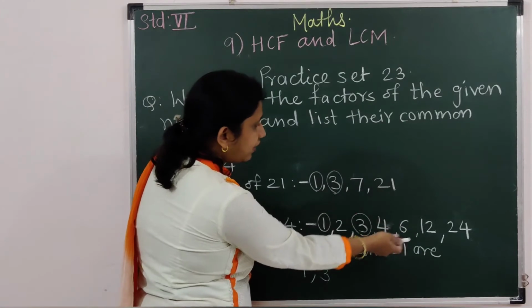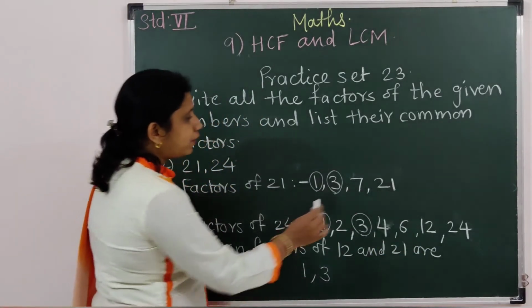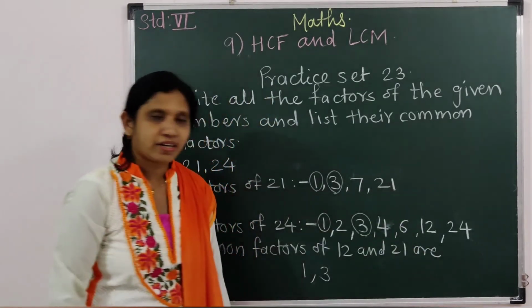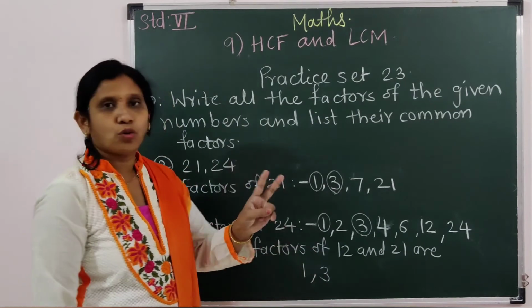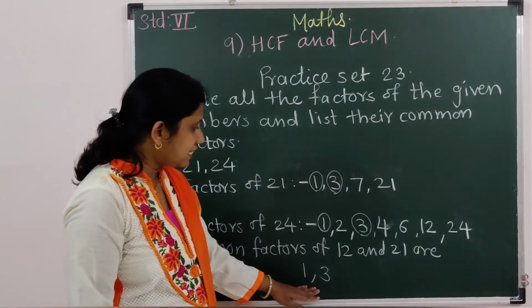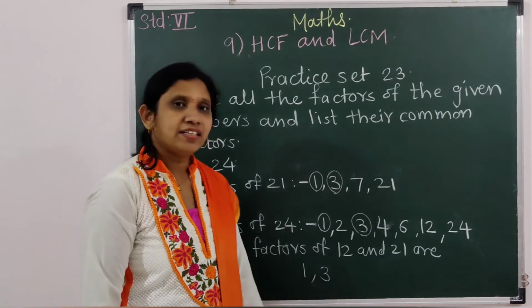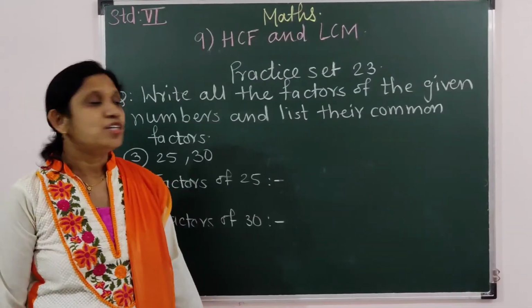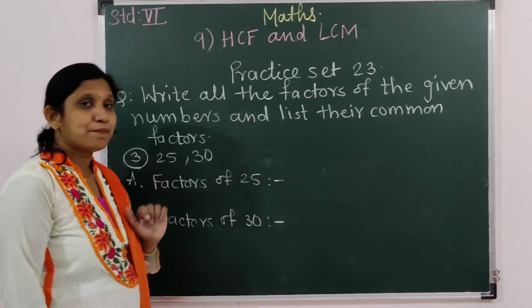Then 7 is not a factor of 24, and 21 is not a factor of 24. So we have got only 2 common factors for 21 and 24, that is 1 and 3. Alright? Students, let's study example number 3.